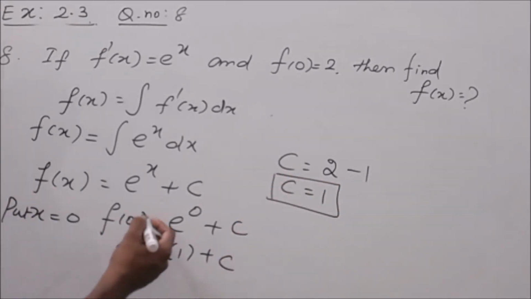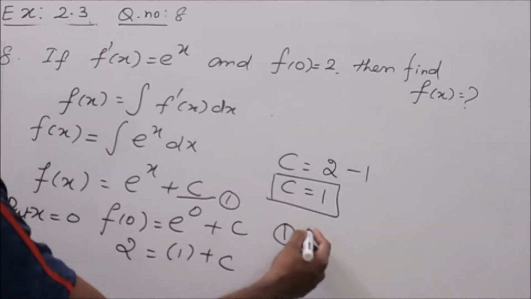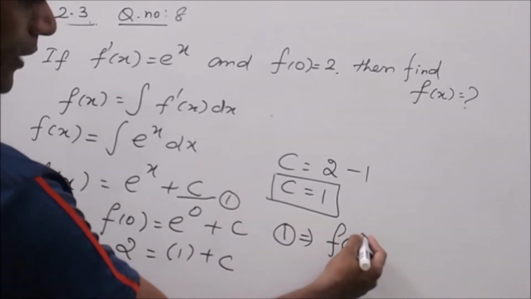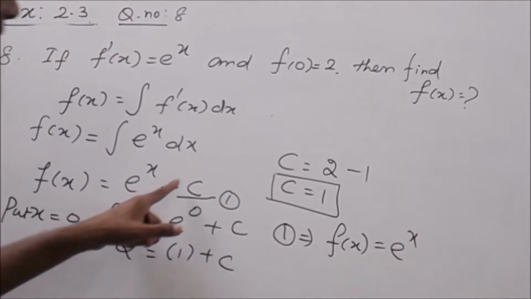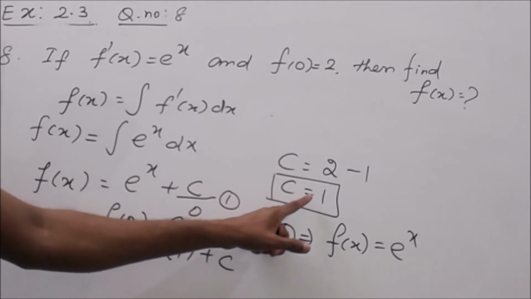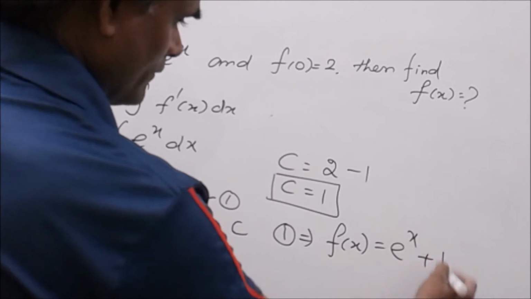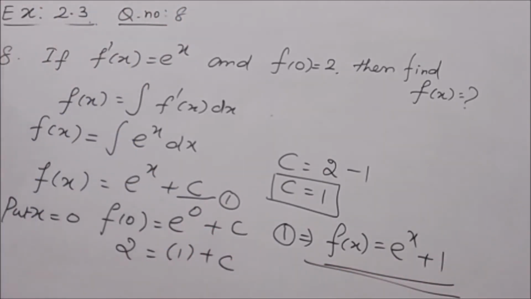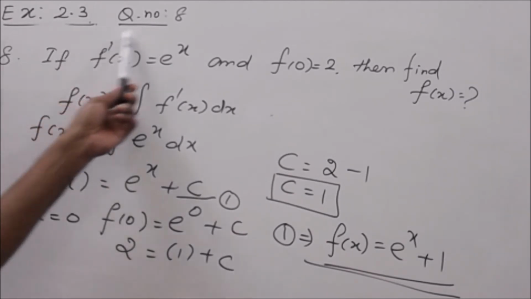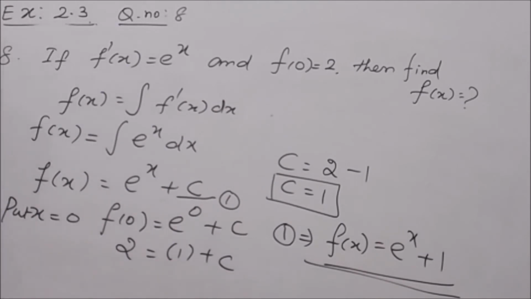Now substituting in equation 1, the required function f(x) is equal to e^x plus the constant of integration c, which follows as 1 when f(0) equal to 2. So we are substituting the value 1. So f(x) is equal to e^x plus 1 is the required function for the given derivative and f(0) equal to 2 information.